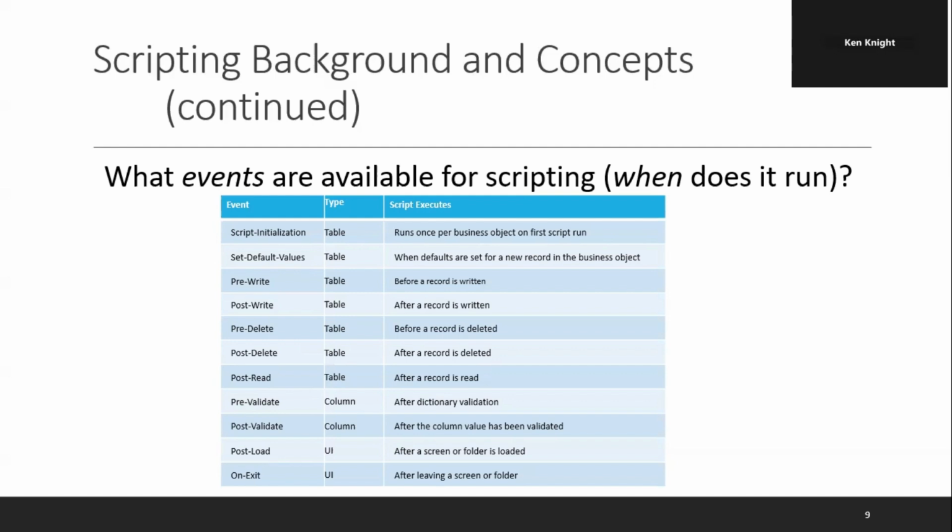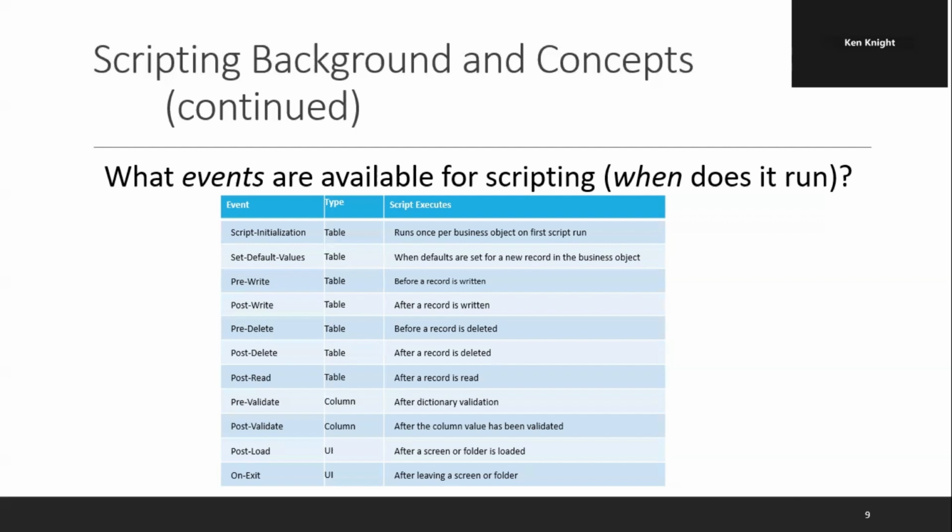At the column level, we have our pre-validate and post-validate. Like I said, generally with a set error, you're going to use a pre-validate on a field, and I'll show you that. And for user interface, you have post-load and on exit. So you could literally say, when I simply click on sales order entry and the screen loads, I can fire a script. Or I can do it on exit. When we leave the sales order entry screen or when we leave the lines tab, we can have a script fire. So these are the events or triggers.